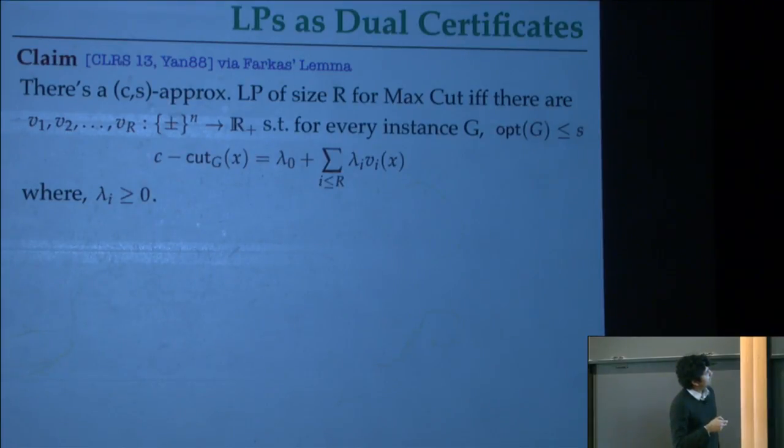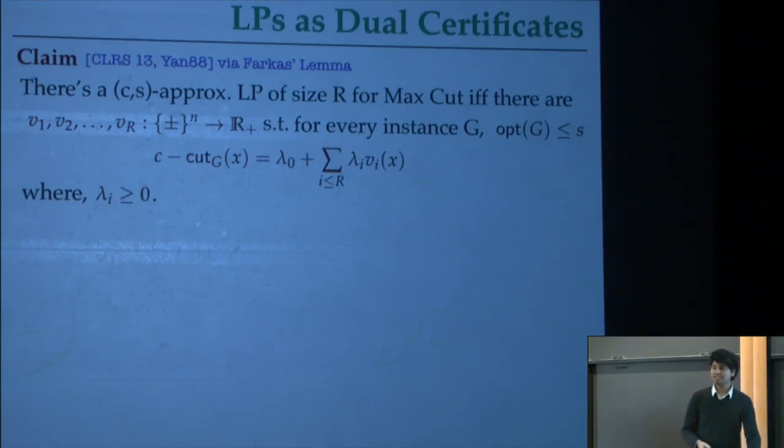A CSP approximating LP tells me that the max cut in a graph G is at most C in size. In other words, it tells me that C minus cut G, as a function over all possible cuts described by this vector x, is always non-negative. So whenever the LP proves to me that the max cut is at most C, it is proving to me that the function C minus cut G is always non-negative, right.